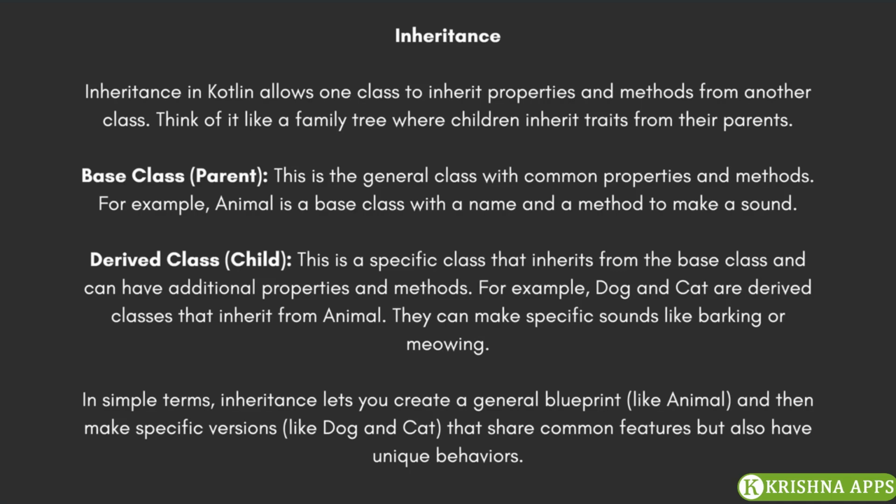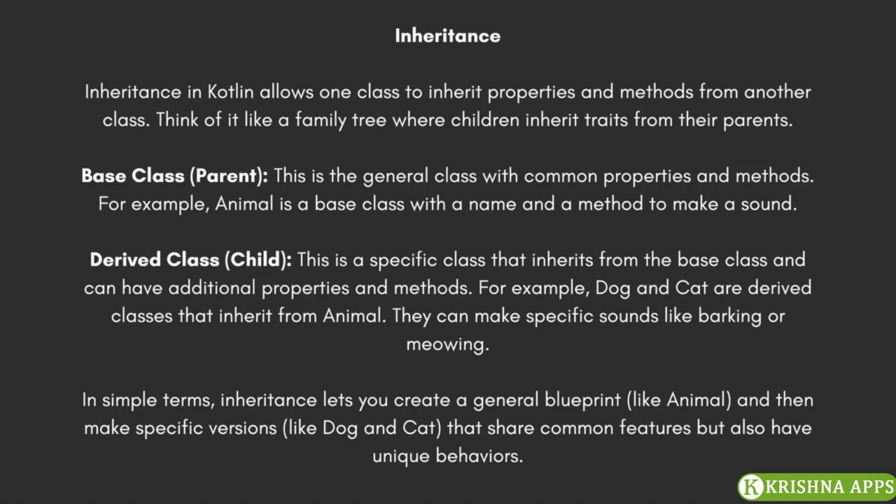Then you have the derived class, which is the child, and this is a specific class that inherits from the base class and can have additional properties and methods. For example, dog and cat are derived classes that inherit from animal. They can make specific sounds like barking or meowing.